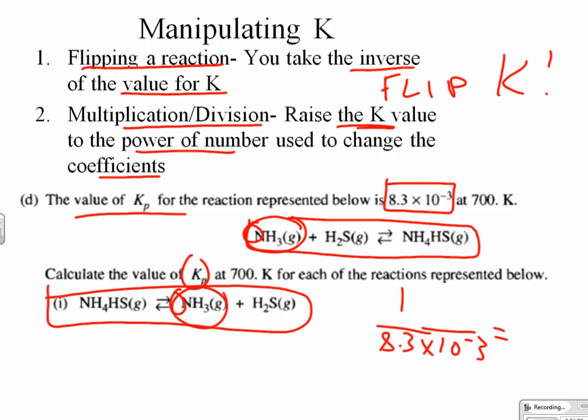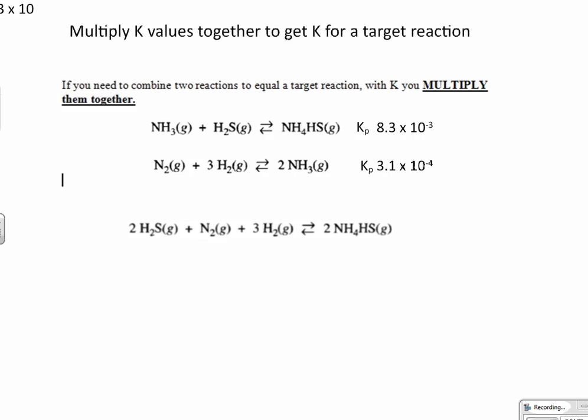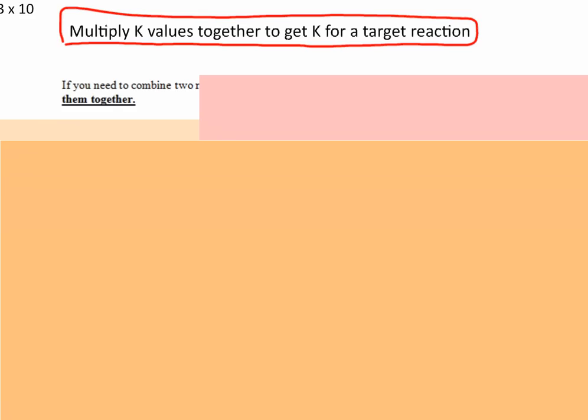I would pop that in and get that into my calculator. The other thing that happens is if you need to have two reactions. They do this very rarely, but they do it in the multiple choice. They'll give you one reaction with the Kp here, another reaction with the Kp here, and then they'll give you a target reaction asking you what the K for this would be.